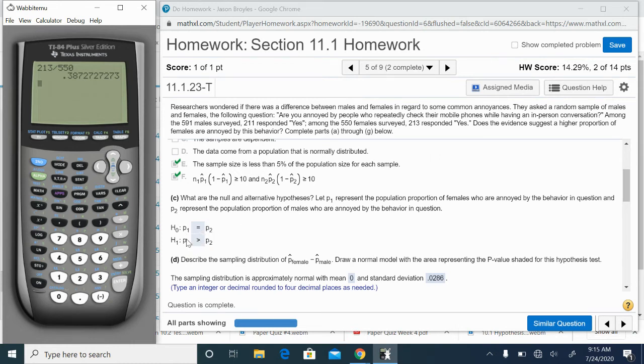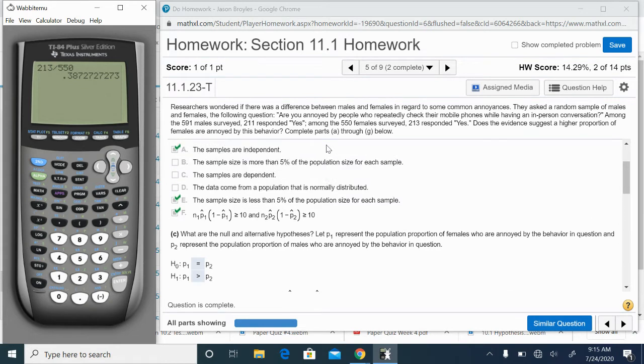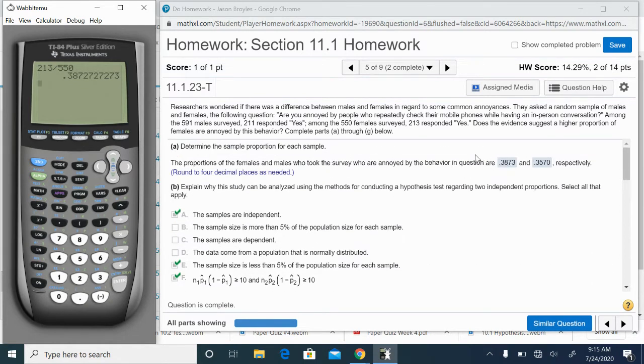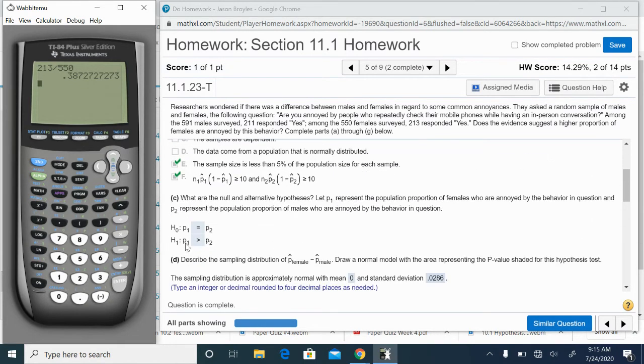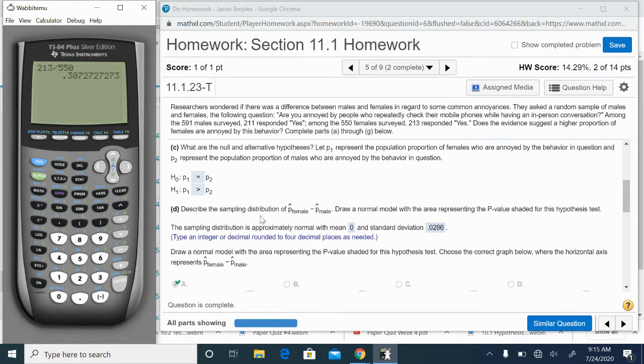You got to be careful. They're saying the first proportion is females. That's the way we set it up here in this very first part A. And so the P1 is females, the P2 is males, and they're claiming here, does the evidence suggest a higher proportion of females? That's claiming that the P1 is greater than P2. So that's why it's a greater than test, not a less than test, so be careful. Describe the sampling distribution.